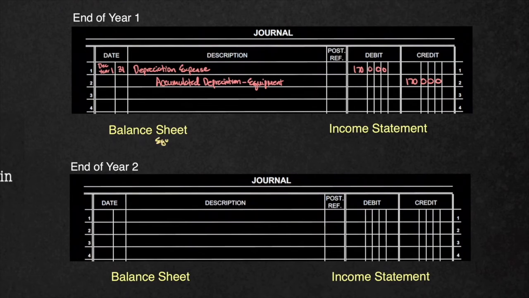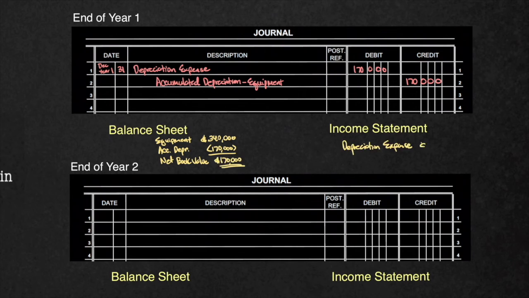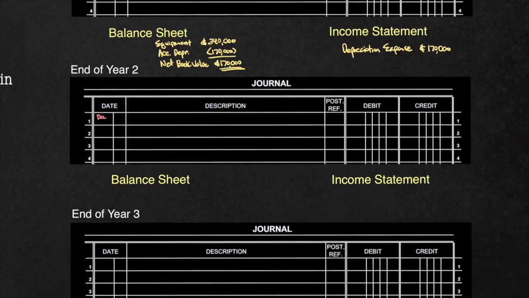As usual, we debit depreciation expense and we credit accumulated depreciation. For the first year, it was $170,000. I'm going to reflect that on the balance sheet. And just like we did in the previous types of depreciation, equipment is listed at the original cost at $340,000. Accumulated depreciation is $170,000, so your net book value is $170,000 after the first year. The income statement is a depreciation expense of the same amount, $170,000. Second year, again, it doesn't change.